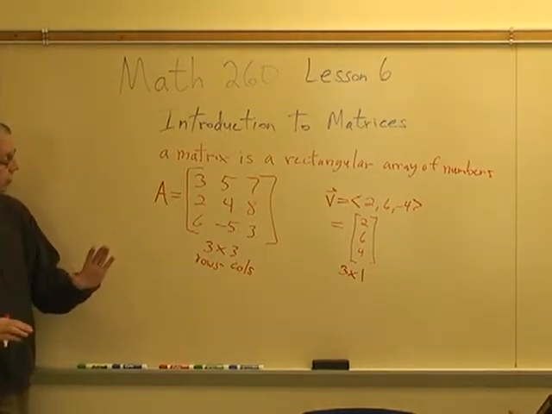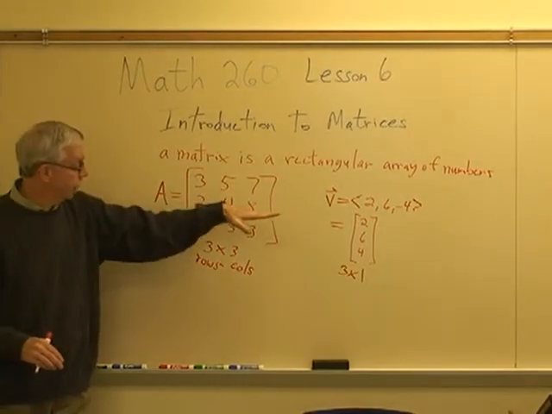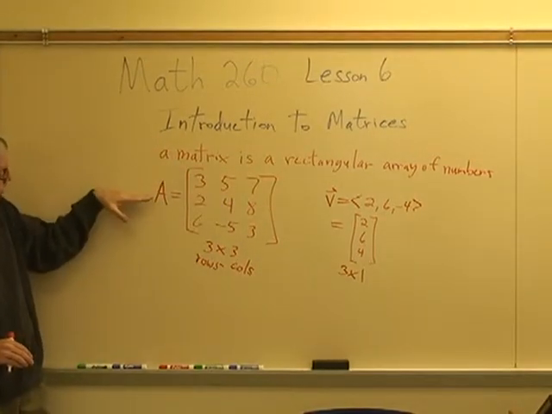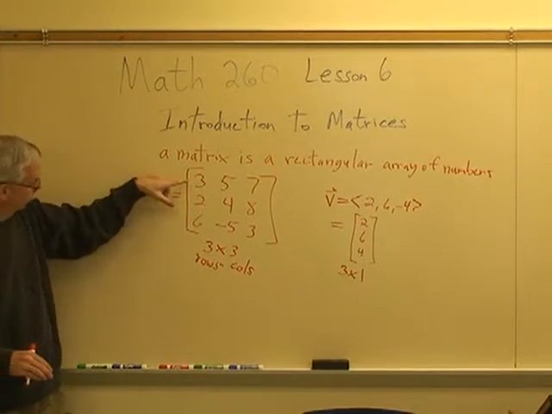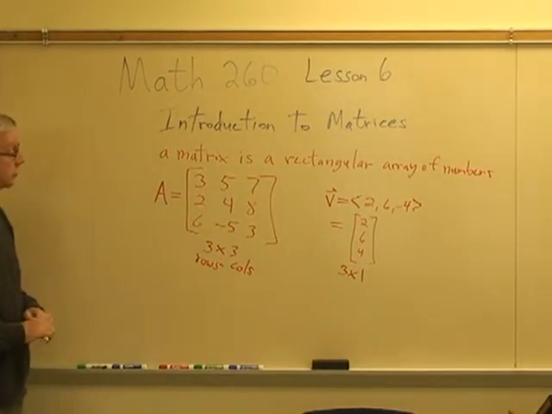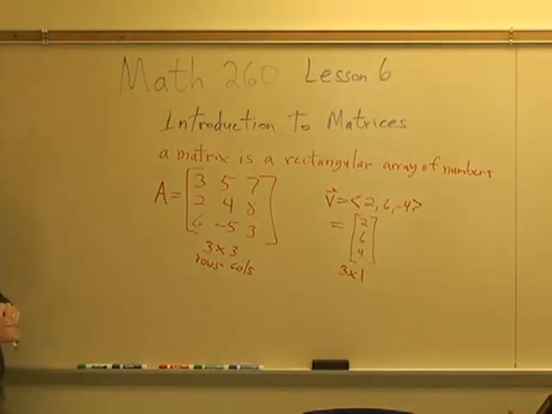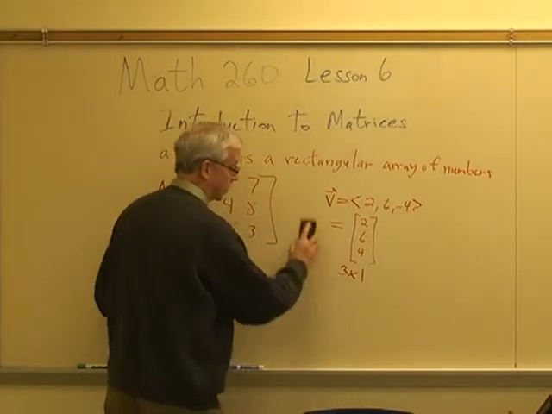Now we'll also see later that we may want to consider the rows of a matrix to be vectors. That is, we might consider this matrix as the first row is a vector, the second row is another vector, the third row is another vector. But they have many more uses other than collecting vectors. Let's look at another example.